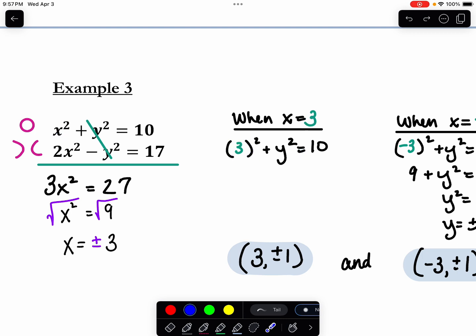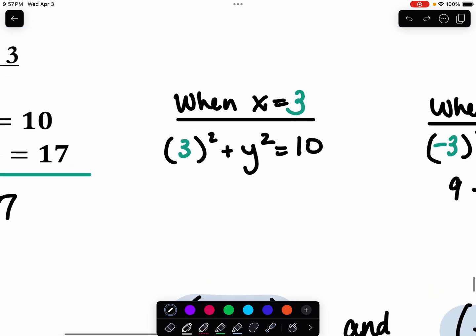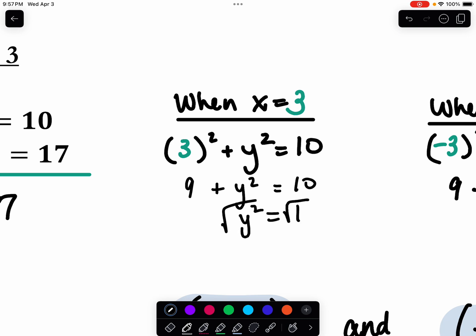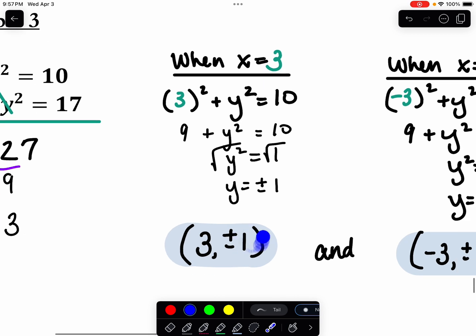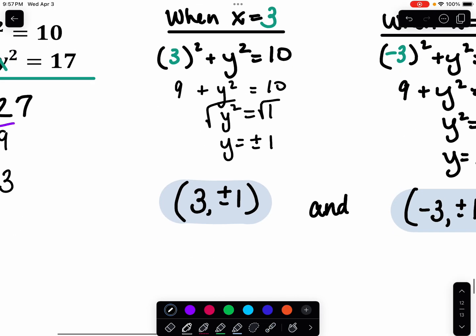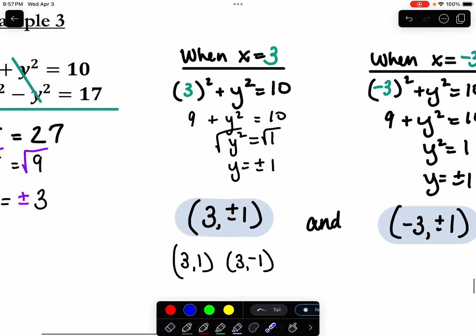And in this first scenario, I'm going to look at what happens when x is positive 3. So I get 9 plus y squared equals 10. Subtract the 9. I'll take the square root of both sides, and I get y equals plus or minus 1. So I want to pair x with both positive 1 and negative 1. You can write it as a joint coordinate, or you can write it separately if you want. You can say 3 comma 1 and 3 comma negative 1 is fine, because when x is positive 3, it's paired with a positive 1 and a negative 1.